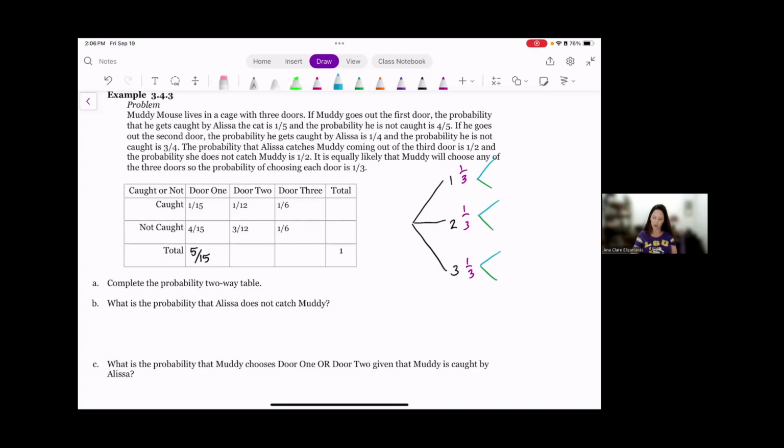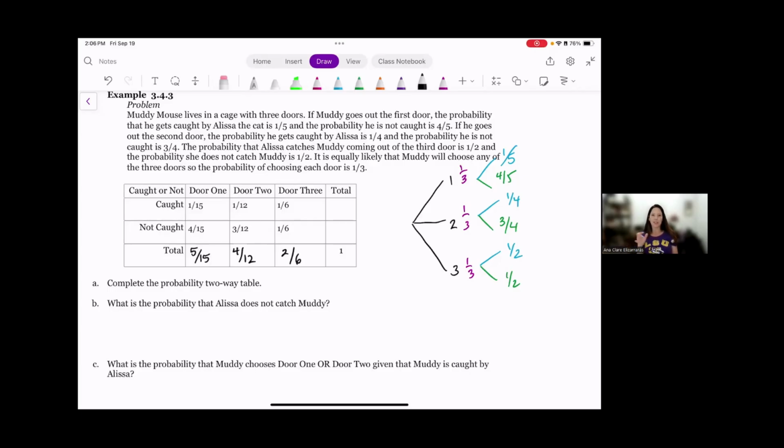So the first door of getting caught, this one was 1/5. The second one of getting caught was 1/4, and the third one was 1/2. Not caught was 4/5, 3/4, and 1/2. In this tree diagram, when we go to our next video, you could see those are your conditional distributions, and the intersections are found by multiplying them. 1/3 times 1/5 is 1/15. So reference that video to come back and see where these probabilities are. But if I add 1/12 plus 3/12, I get 4/12. And 1/6 plus 1/6 is 2/6.